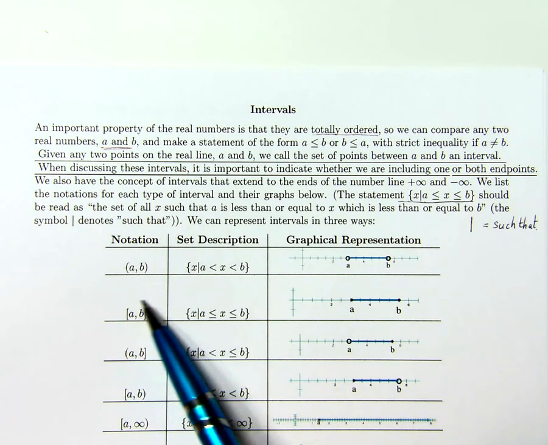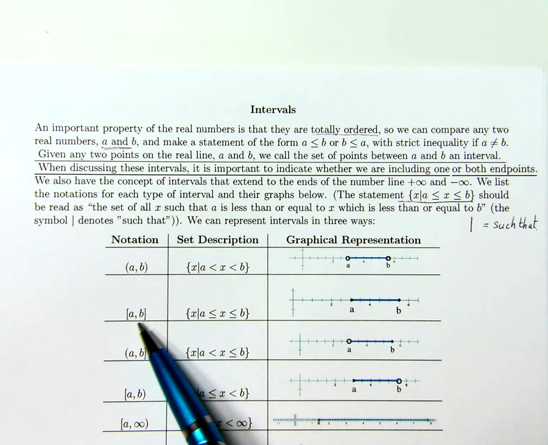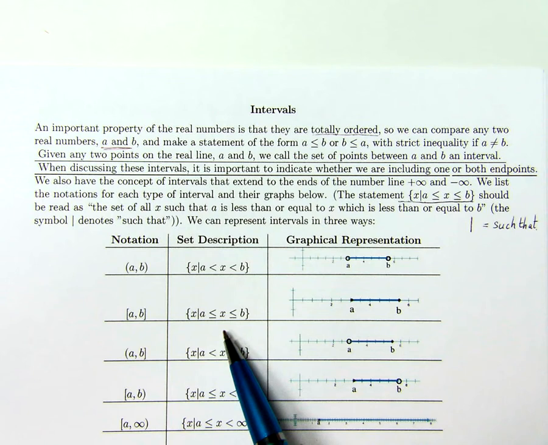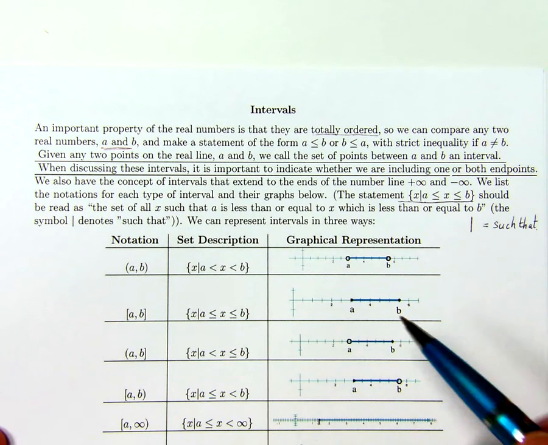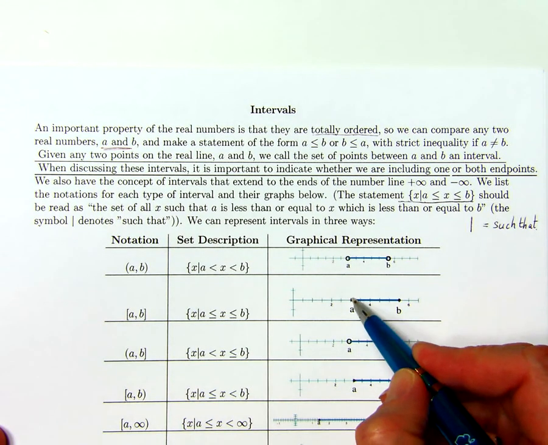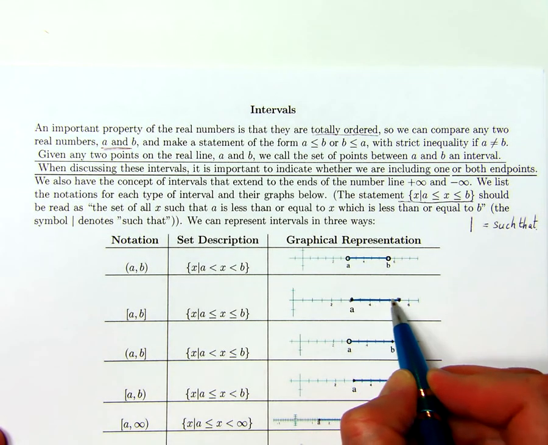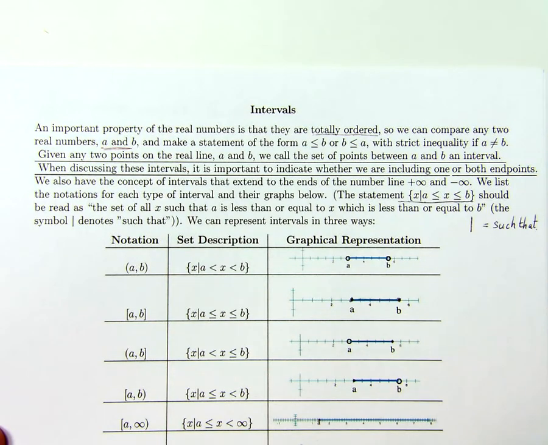So this interval, in interval notation, means the set of all points between A and B, including both endpoints. In set theoretic description, that's the set of all x such that A is less than or equal to x, which is less than or equal to B. And on the number line, we put solid dots at A and B to indicate that A and B are included, and then we shade everything between A and B to indicate that all of that is included in our interval. We might just include one endpoint.